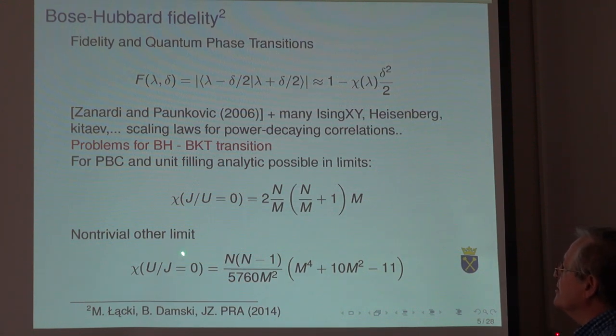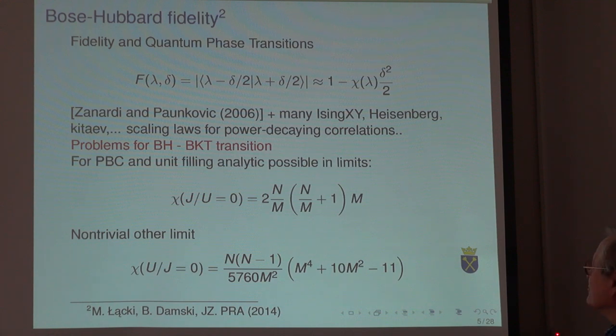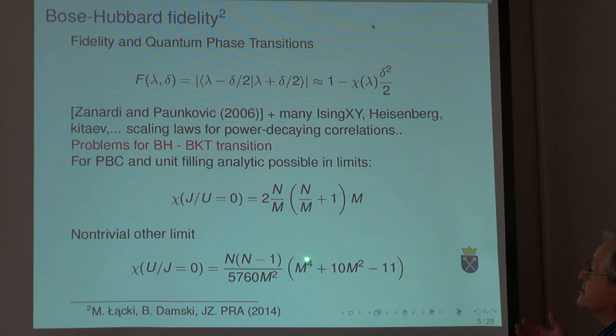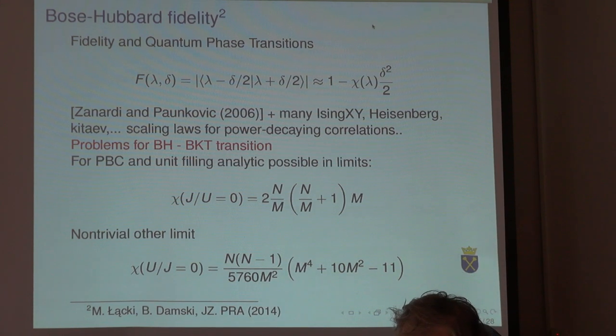There is another non-trivial limit, when U over J goes to zero, which is difficult to calculate. But Bogoliubov rewrote one of the chapters of Gradshteyn-Ryzhik, so now he has a table of his own sums, which he calculates at night. One of his sums comes to this form. And this is hyperextensive, right? It is proportional to m squared, or to m fourth, so it is a non-trivial scaling.